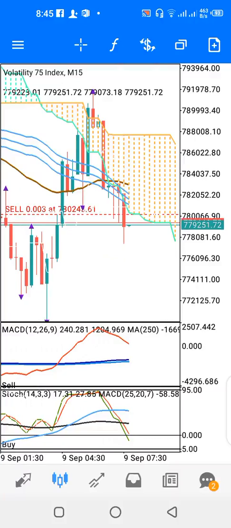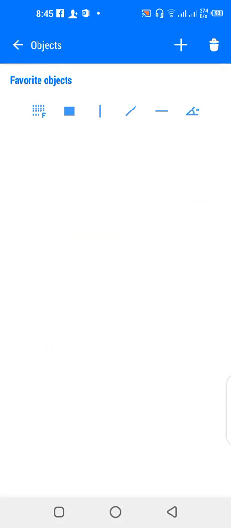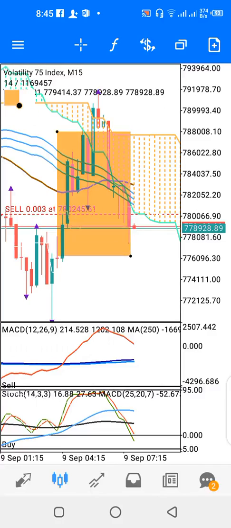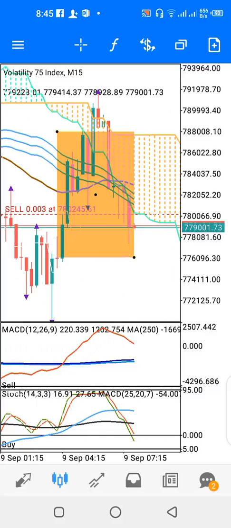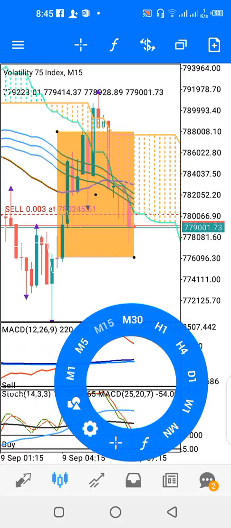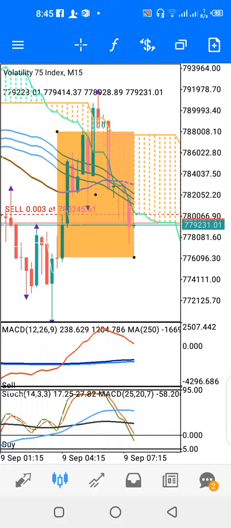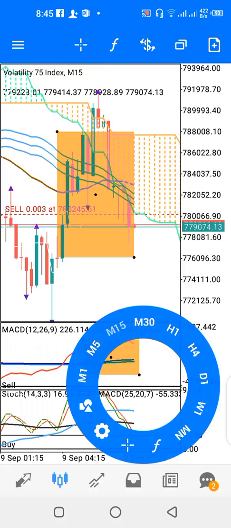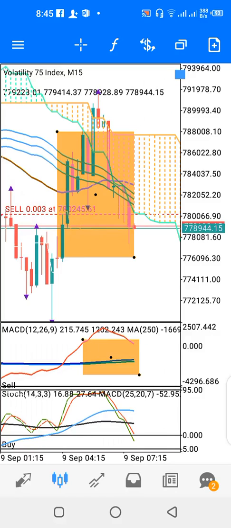Today we'll be looking at a strategy you can use to trade the Volatility 75 index. I have V75 on the screen, and I have three windows. This is the main window, this is indicator window one, and this is indicator window two.